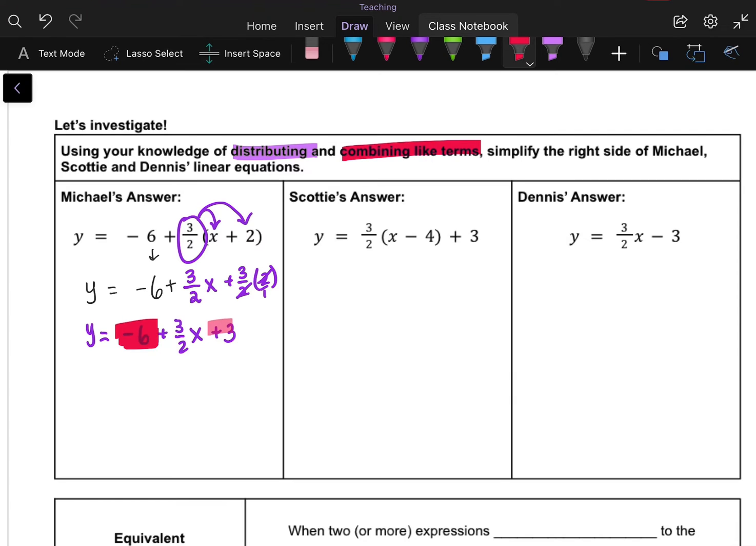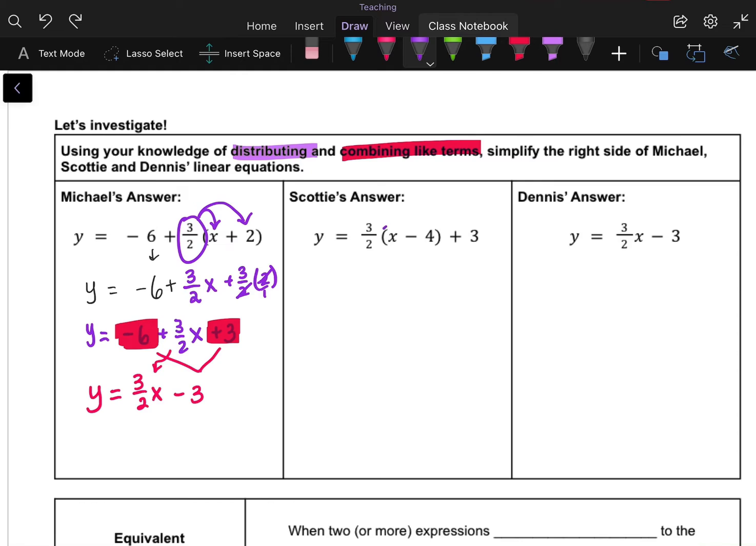Good, we have -6 and +3 because they do not have x's. So this is going to simplify to 3/2x. This doesn't change here, so we drop it down. And then our -6 plus 3 gives us -3. And then we still have our y equals out in front. All right, so Michael's answer simplifies to this equation down here. All right, let's take a look at Scotty's.